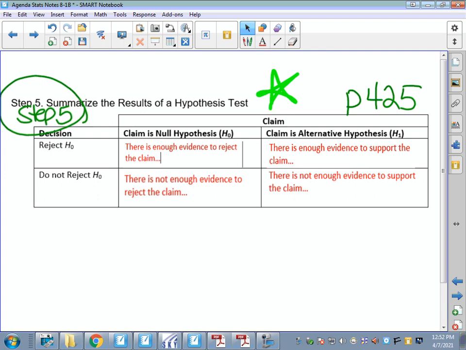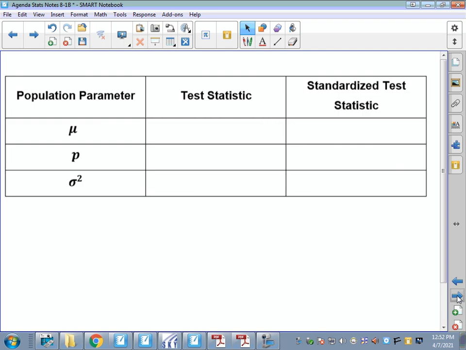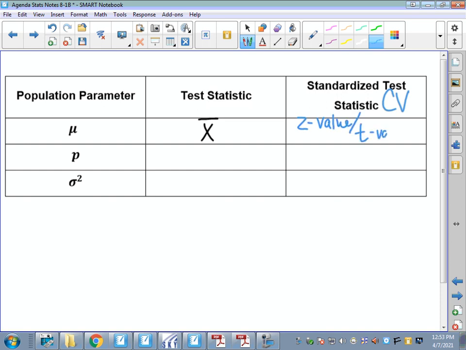Last but not least, as we're going through this chapter, if our population parameter is mu, right, we all know that the first one is the population mean. So our test statistic is going to be X bar. That's what we can use in place if we don't know mu. And we know that our standardized test statistic, our critical value, maybe I should say, our CV that we're going to go to is either Z, or in some cases we might need a T. Right? Depends on if we know sigma, all those kinds of things that we've talked about in the past.